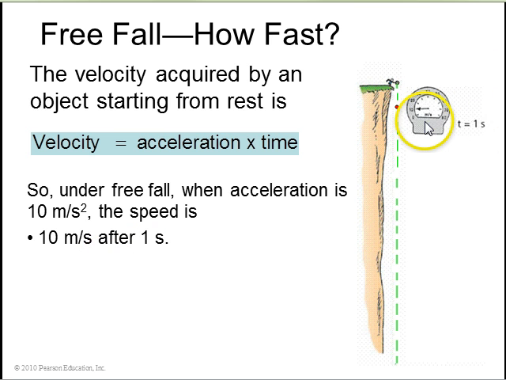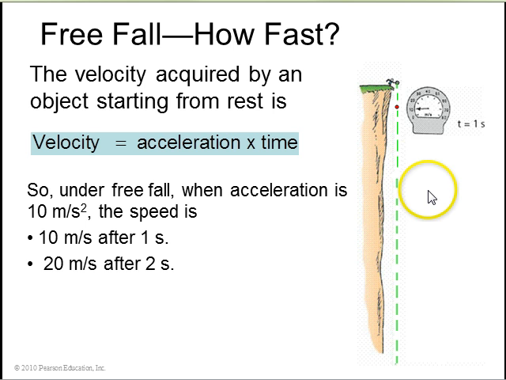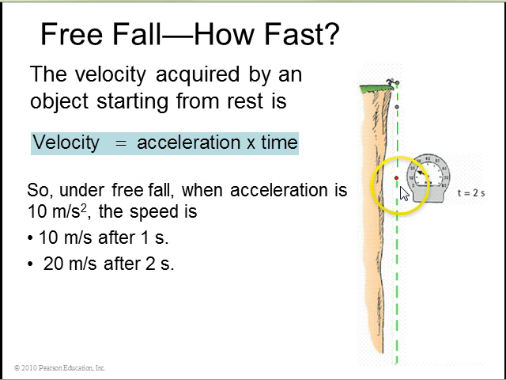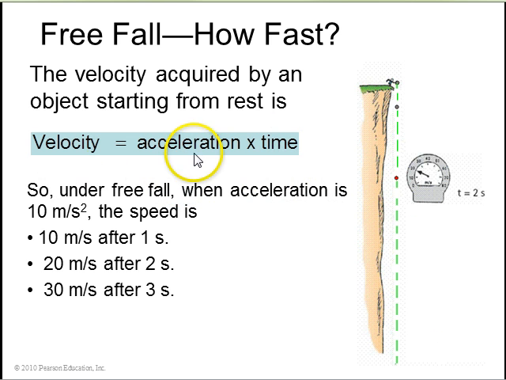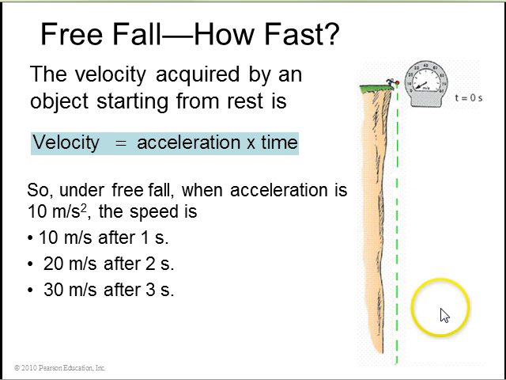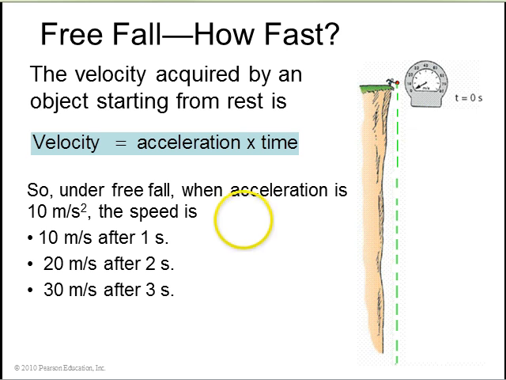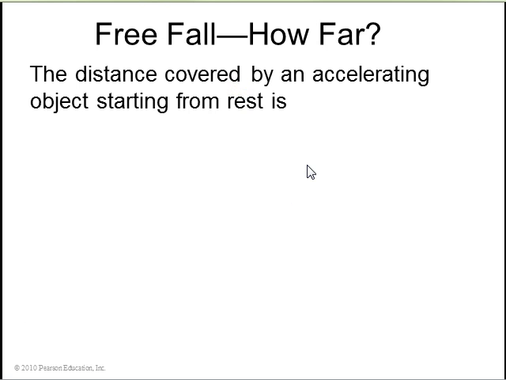The speed after 1 second is 10 meters per second. After 2 seconds, it's 10 times 2, it's 20 meters per second at this instant. After 3 seconds, it's acceleration 10 times 3, it's 30 meters per second. It's going faster and faster, and so on. How far does it fall?